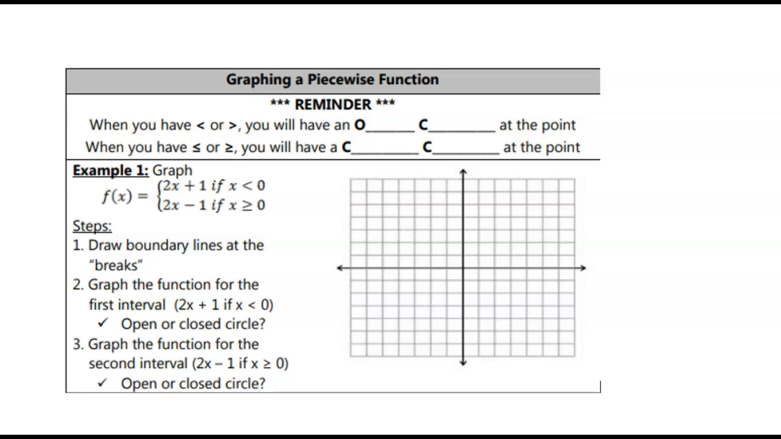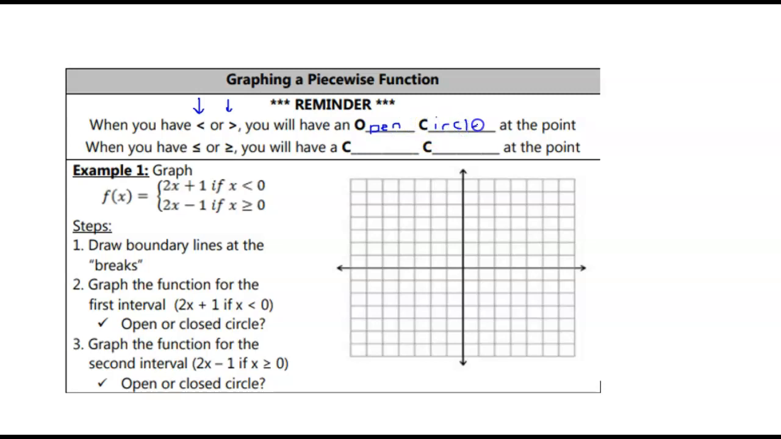Okay, graphing piecewise functions. What steps do you need to take? I want to do a quick reminder for you about some inequality signs, because you're going to see those in piecewise functions, and we have to remember what inequality signs meant. Remember when you had a greater than or less than symbol, you would have an open circle at the point.